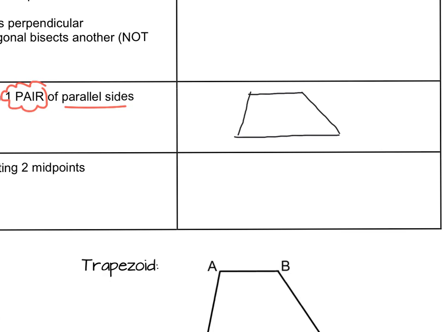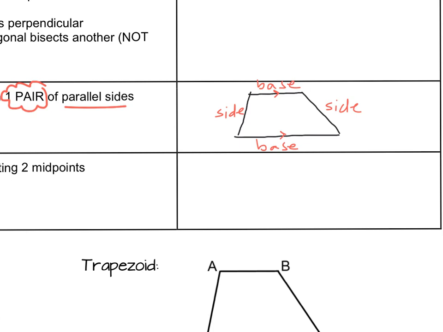To designate that one pair of parallel sides, we're going to put an arrow on the top and bottom. Now the top and the bottom are the bases of the trapezoid. It's important to know those terms. The parallel sides are the bases. And the other two segments are just the sides of the trapezoid, like so. And there's your trapezoid.